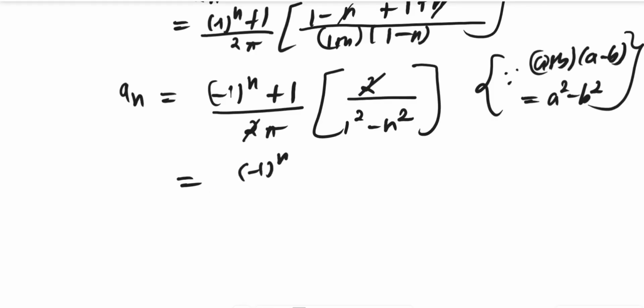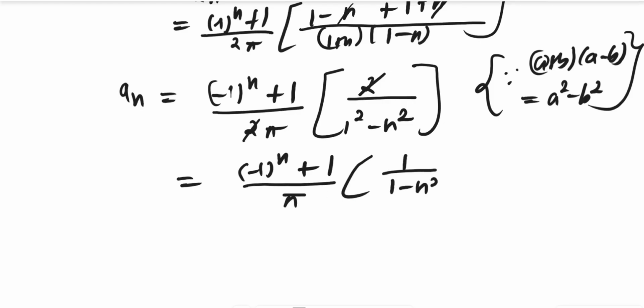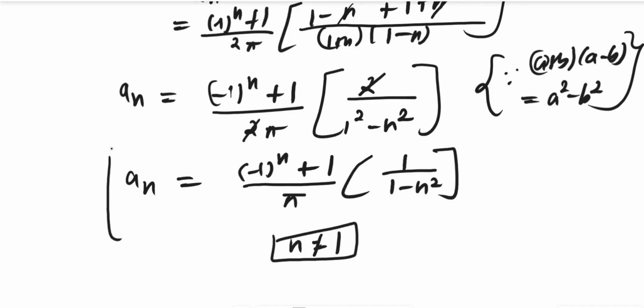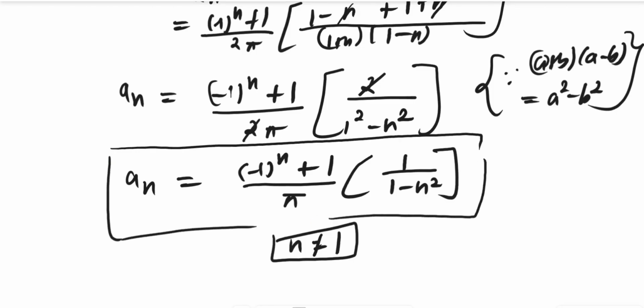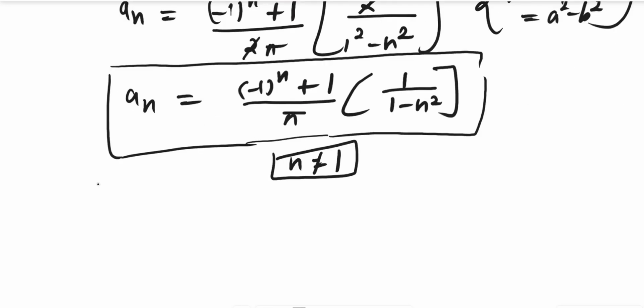Remaining is minus 1 raised to the power n plus 1 divided by pi, in the bracket 1 upon 1 minus n square. Now a_n will exist when n is not equal to 1. If n is equal to 1, a_n will be not defined, since the denominator will become 0. So n is not equal to 1. But if n is equal to 1, then what will a_n be? So for n is equal to 1, what is a_n?